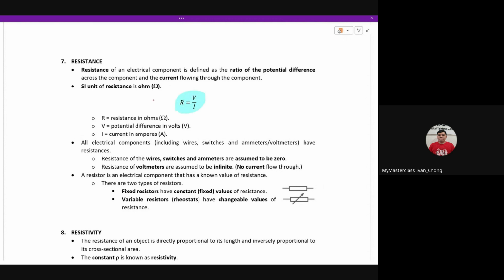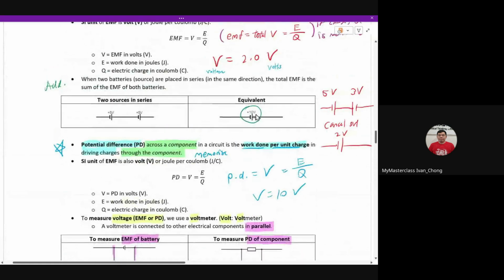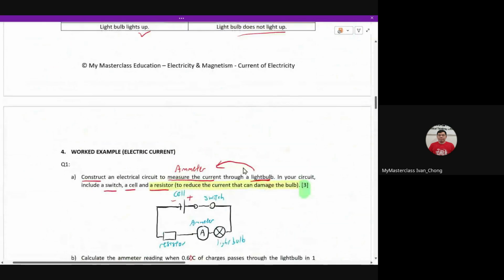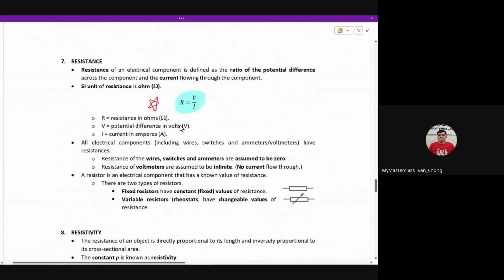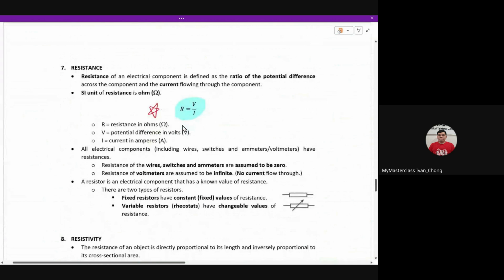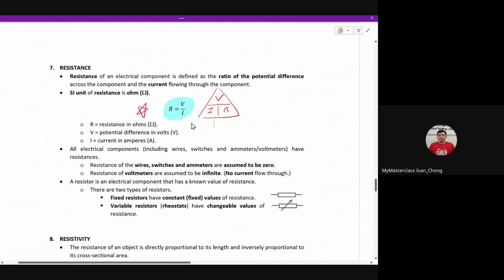Earlier in the current and voltage video, I mentioned that we don't really use the formulas there. We don't use V is E over Q, we don't really use I is Q over T. But which one is the most important? It is this one right here. For students who have trouble, if you need to use the pyramid, this is how it works. For resistance, R is V over I.